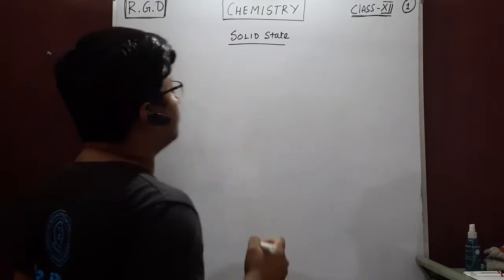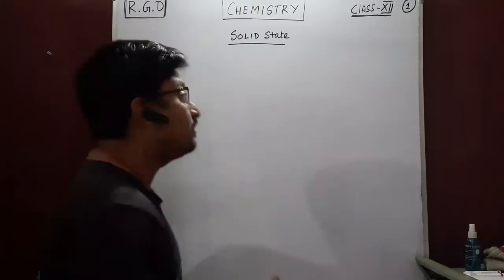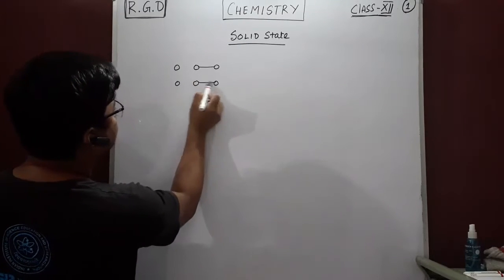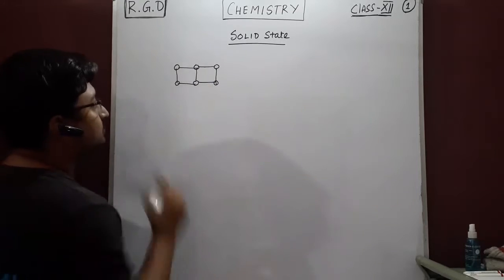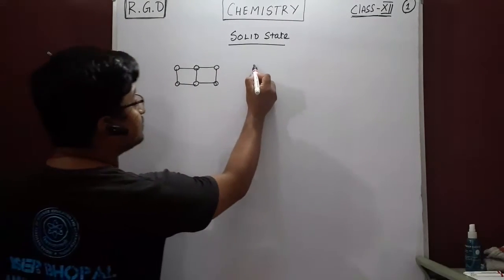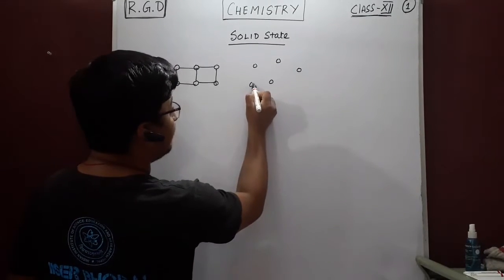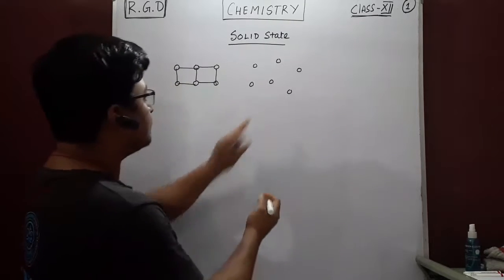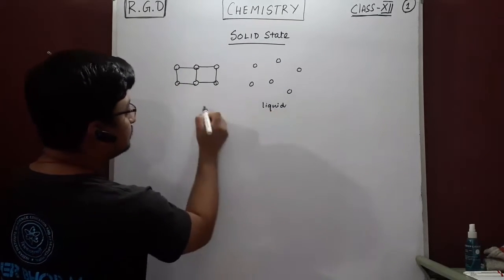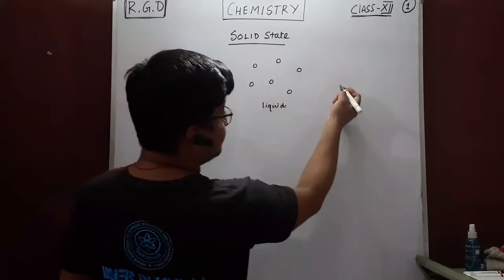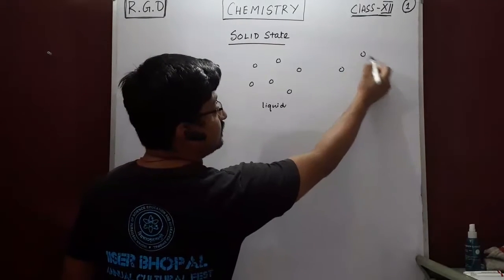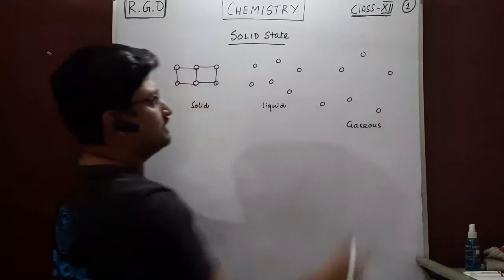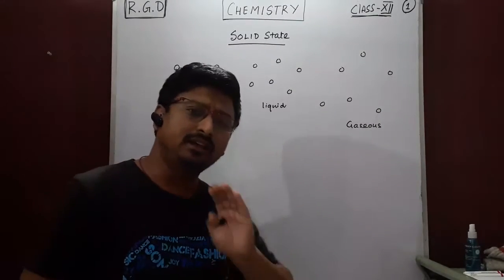So starting with the solid state, I will briefly discuss the comparison here. In a solid, the molecules are arranged in an ordered fashion. But in the case of liquid, the orderliness decreases, the intermolecular gaps increase, and the intermolecular attraction force between the molecules decreases. So this is the liquid state, and this is the solid state. And further, the molecules are more far apart, so this is the gaseous state. So you can see three distinct states in any element.